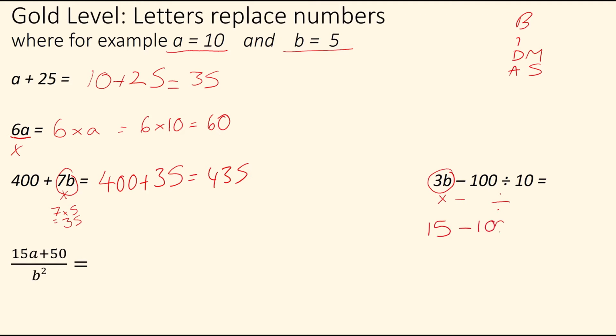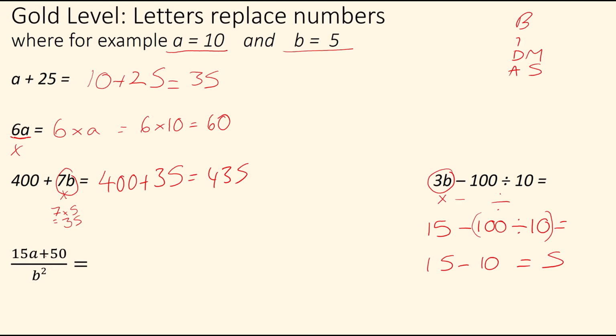I'm going to write the rest in because I like doing these step by step. Now what comes next? We've got subtract and divide. Well, the dividing comes next. So let's imagine, just to help me visualize it, there's some brackets there. So 100 divided by 10 is 10. So what we're actually left with is 15 take away 10, which is 5. We've got one more to go and we've done it.